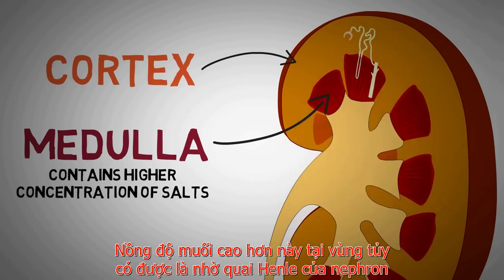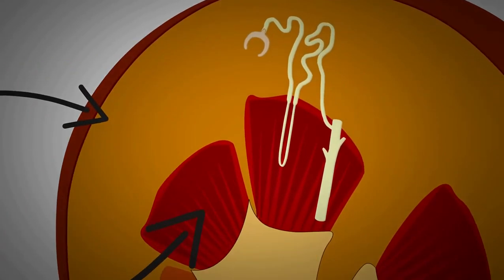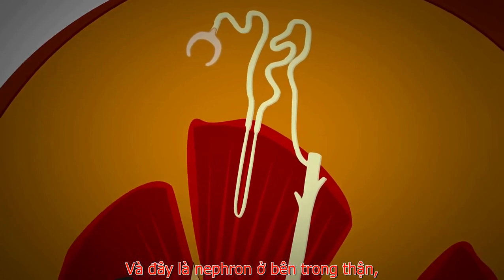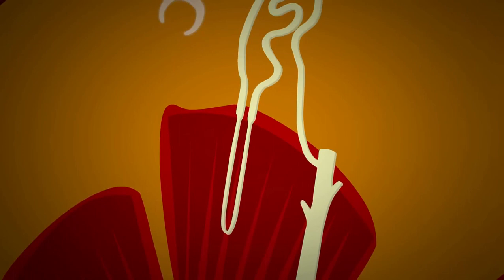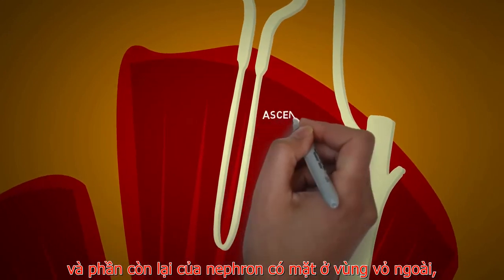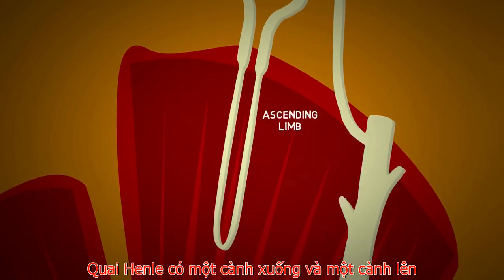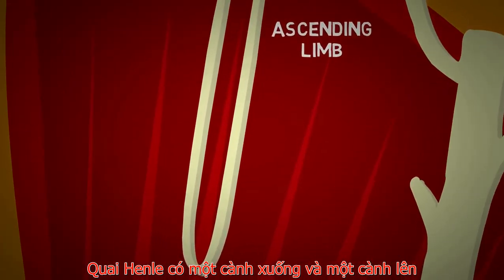This higher concentration of salts in the medulla is made possible by the loop of Henle of nephrons. So here is our nephron inside the kidney, and you can see how this loop of Henle is present inside the medulla of the kidney, and the rest of the nephron is present up in the outer cortex. The loop of Henle has a descending limb and an ascending limb.